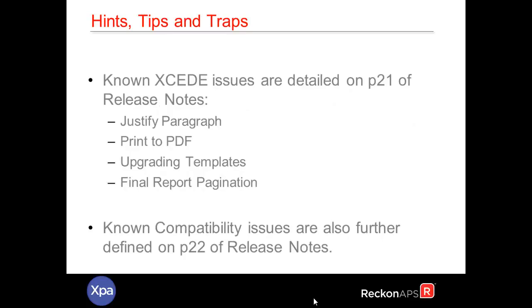There are known Exceed issues and they're detailed on pages 21 and 22 for compatibility. One of these is to do with justified paragraph. If you've created your own Exceed sheets and are using justified paragraph, there will be some changes that you would need to refer to on pages 21 and 22. As we also mentioned, it's important that you upgrade your templates to the XPA 10 file format before you start running reports.